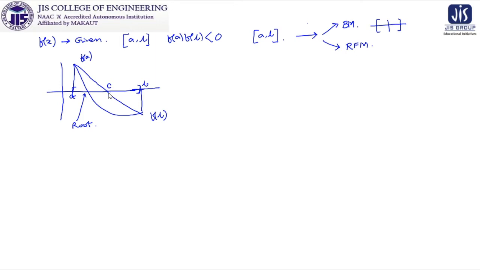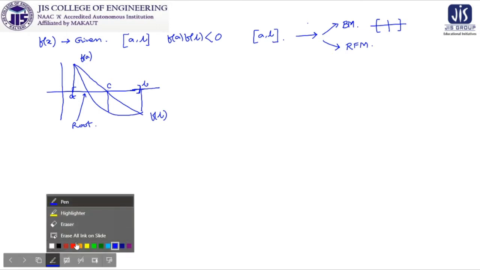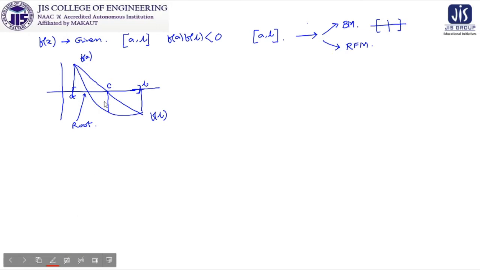Now please follow the philosophy behind this calculation. At this point C we are dropping a perpendicular on this curve, and we are again connecting these 2 points by another straight line, and we can see that a new C, I can call it C1, is generated, and this C1 is closer to this root than the previous one, that is C. So the theme is very much clear.